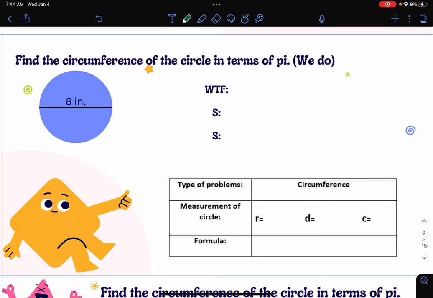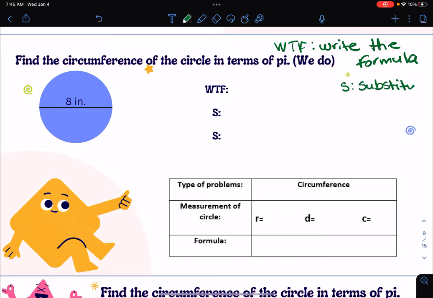Okay, so if you see here, we have WTF. What does WTF stand for? It stands for write the formula. Yes, you may think of it the way y'all are used to using it in text lingo, but it stands for write the formula. So WTF is write the formula. And then you have SS. So S is for substitute. And then your second S is for solve.